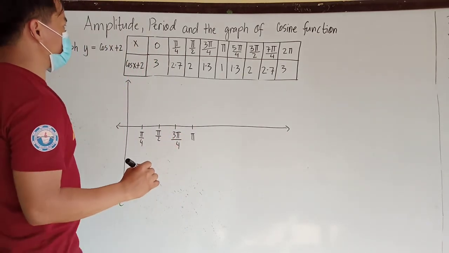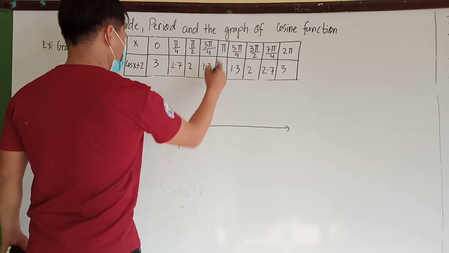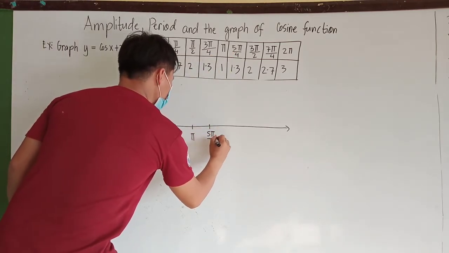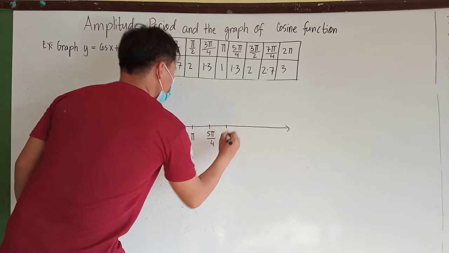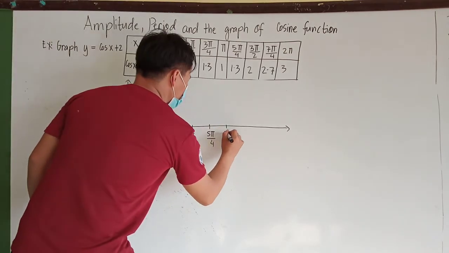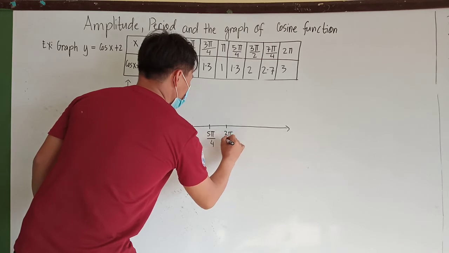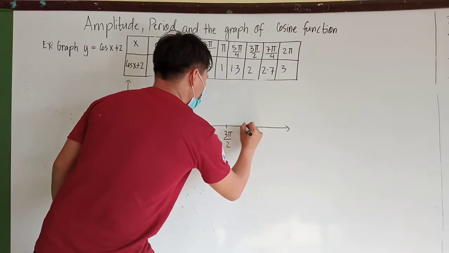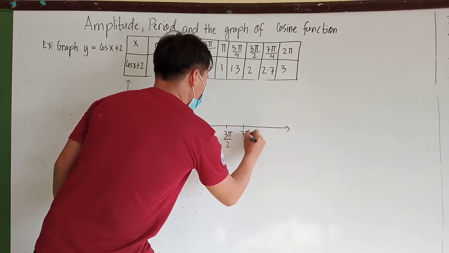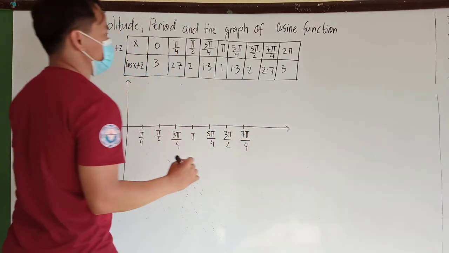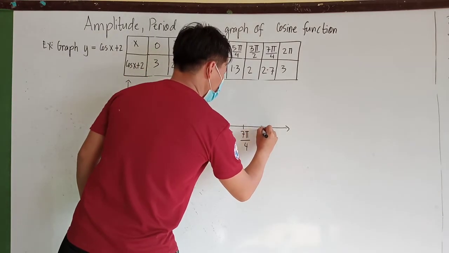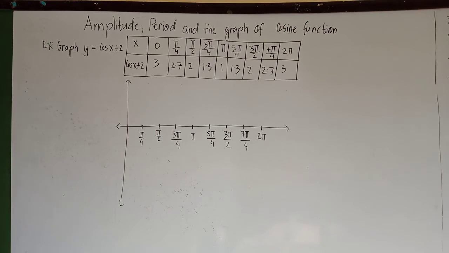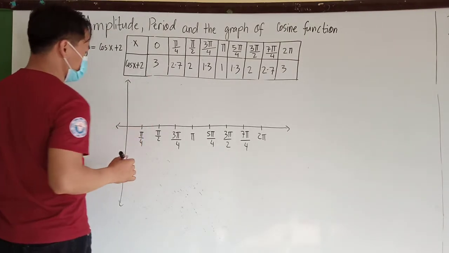Next to pi, we have 5 pi over 4. Next is 3 pi over 2. Next to 3 pi over 2 is 7 pi over 4. Next is 2 pi. So we have here 2 pi. The increment along the vertical line is only up to the highest point, which is 3.